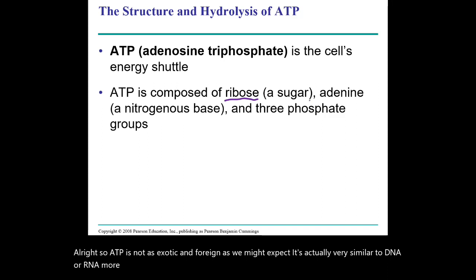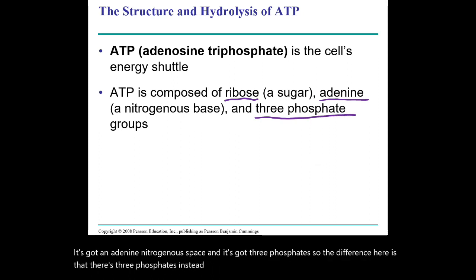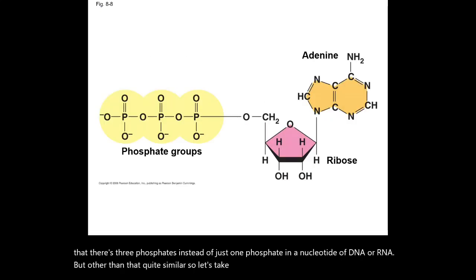It's got a ribose, it's got an adenine nitrogenous base, and it's got 3 phosphates. So the difference here is that there's 3 phosphates instead of just 1 phosphate in a nucleotide of DNA or RNA. But other than that, quite similar. So let's take a look at that structure.